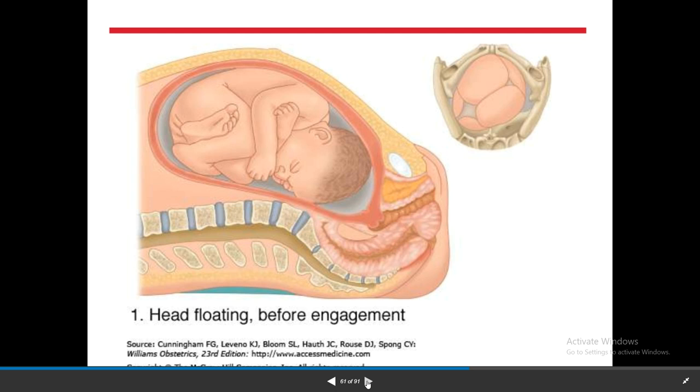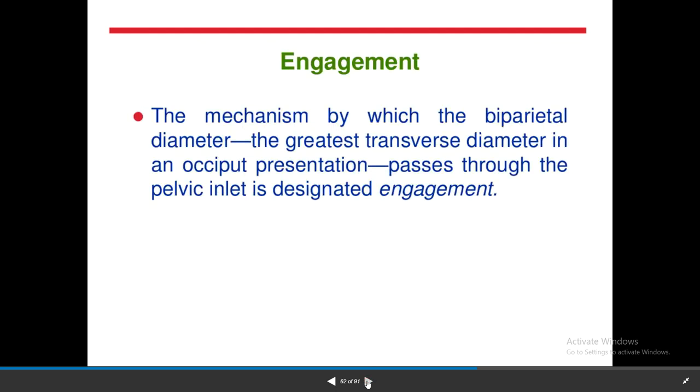Head floating before engagement. Engagement. The mechanism by which the biparietal diameter, the greatest transverse diameter in an occiput presentation, passes through the pelvic inlet is designated engagement.